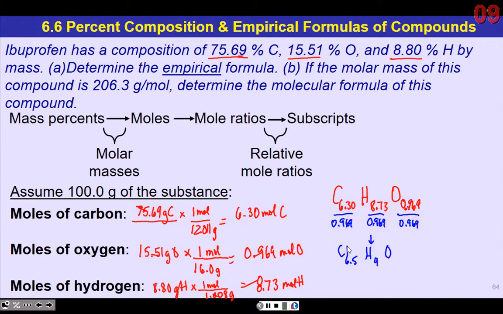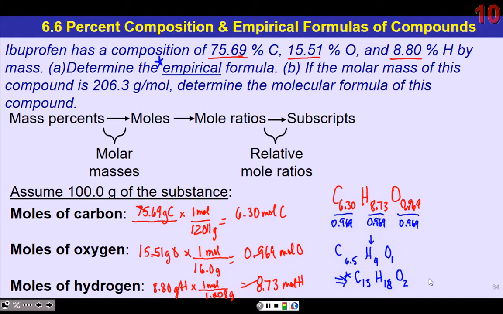And oxygen as 1. Well, clearly we're not quite there yet because carbon is not an integer, but the other two are. And if you are good with fractions, 6.5 can be doubled to get an integer. So the better way of looking at this empirical formula would be twice 6.5 is 13, twice 9 is 18, and twice the oxygen, 1, is going to be 2. So C13H18O2 would be the empirical formula from this data.